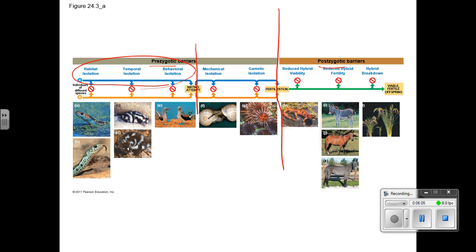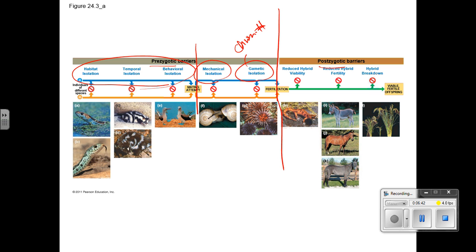After that, we have a couple of things where technically they can try to mate. They might court each other and try, but mechanical isolation means mechanically it's not possible. There's no physical way for that mating to happen, whether it's the shape of a reproductive organ or something along those lines. And then sometimes their gametes just won't allow fertilization to happen. A good example of this would be the chromosome number. If the chromosome number doesn't match up, the sperm is not going to fertilize the egg.